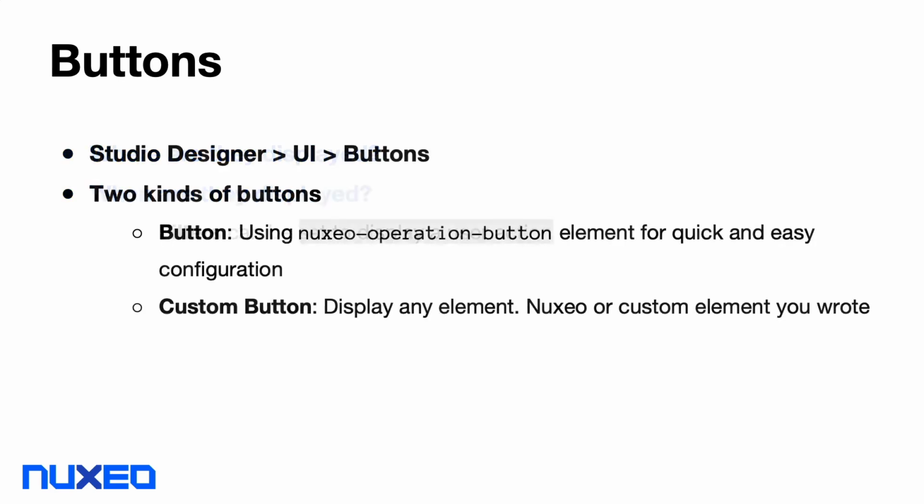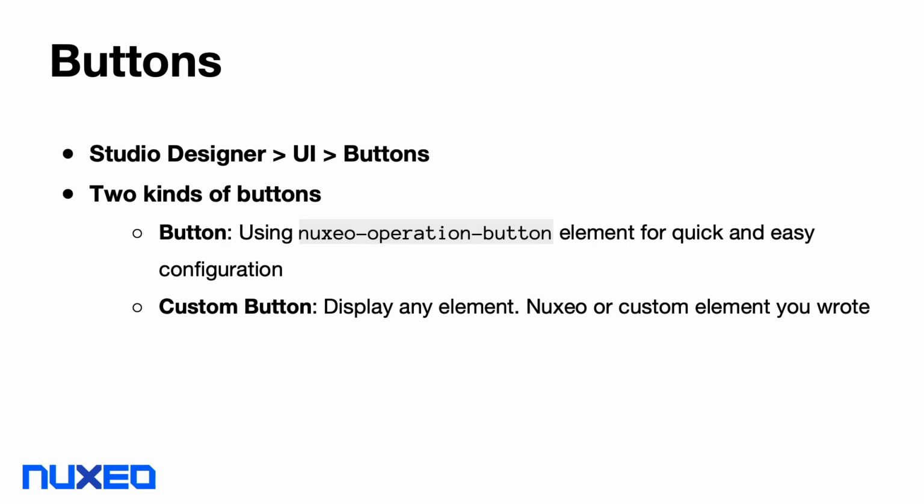Inside Nuxeo Studio Modular, you can define two kinds of buttons. Buttons using the Nuxeo operation button element, used to trigger automation chain or automation scripting, and the more generic button called custom button, which allows you to display any kind of element that could be used, for example, to open a Nuxeo dialog.